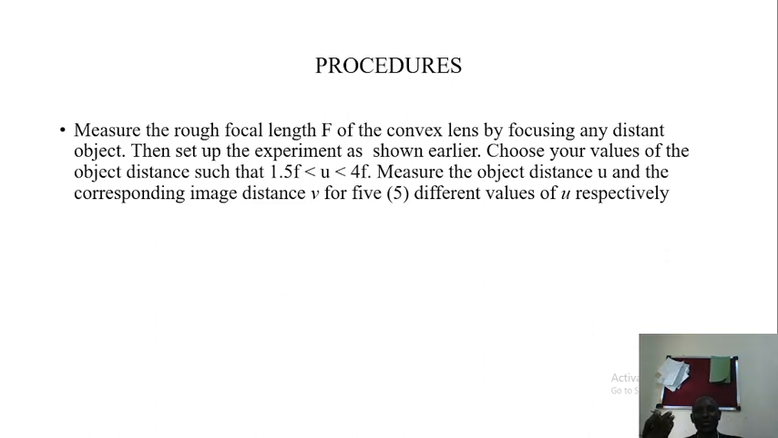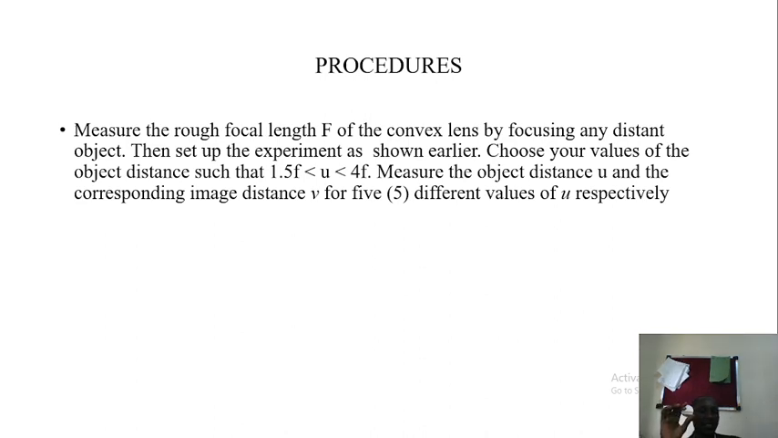What are we to do with it? In this work, you are not told where to measure the object distance on the optical bench, but you input the rough focal length that you have measured by focusing on a distant object into the relation provided in this slide, which is 1.5f < u < 4f. What is that showing us?